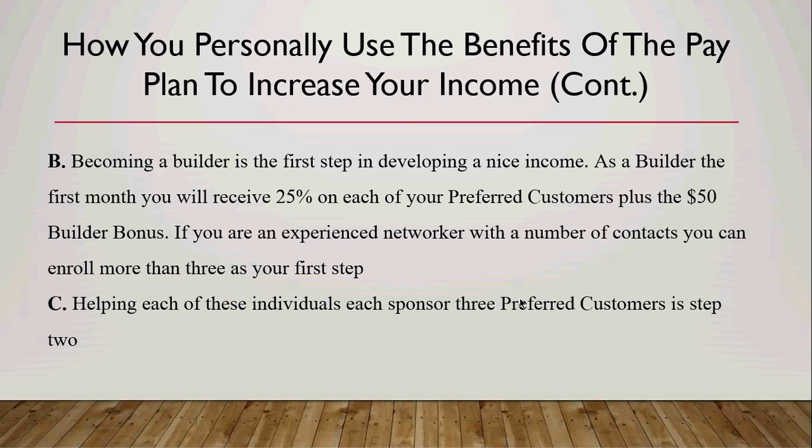Now, helping each of these individuals each sponsor 3 preferred customers is step 2. So your first step to becoming a builder is to enroll preferred customers. And if you enroll 3 of them, then you will qualify as the builder, okay, and you'll get that $50 builder bonus. The next step is to help each of those 3 individuals that you just sponsored to sponsor 3 preferred customers.